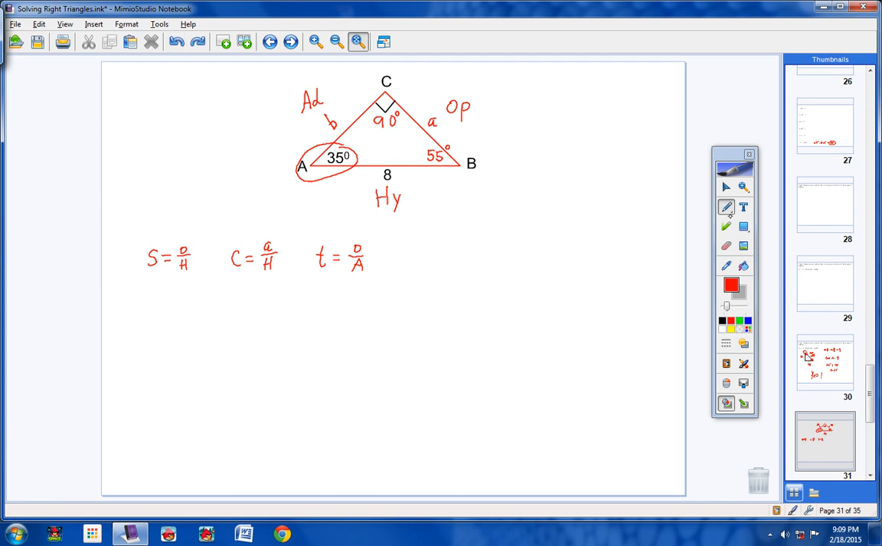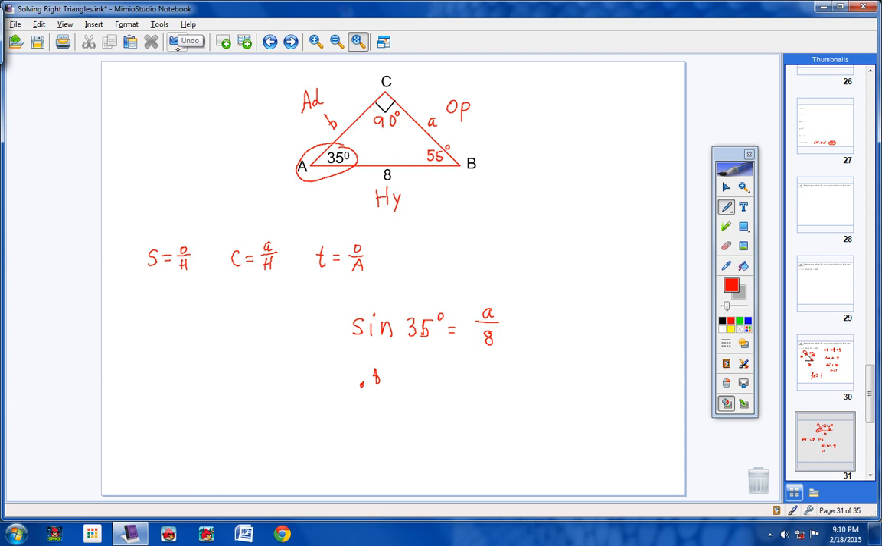So, sine of, let's see, now what angle did I pick for this problem? 35. So sine of 35 degrees equals opposite over hypotenuse. So opposite is side A right here. Hypotenuse is 8. Now let's solve for A. We actually learned how to do this the other day in a video. Remember, first of all, sine of 35 is just a decimal number. Don't forget that. So sine of 35 is 0.5735764. So I'm going to put 0.5736.